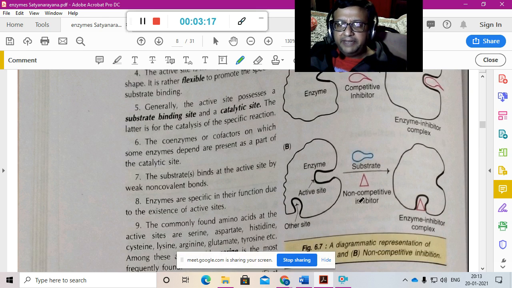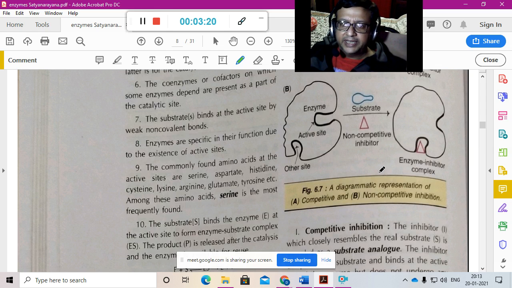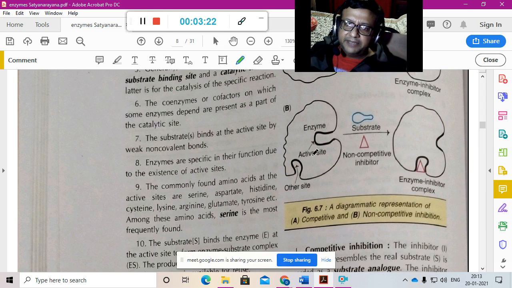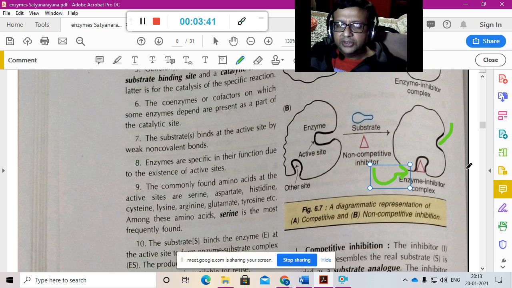A non-competitive inhibitor works differently. This is the active site, but there is another site. The substrate is supposed to bind over here, but the non-competitive inhibitor comes and binds in the other site. This affects the conformation of the active site, and so the enzyme cannot bind to the substrate. So it is inhibiting. Some people also call it allosteric inhibition. It binds at a site apart from the active site.